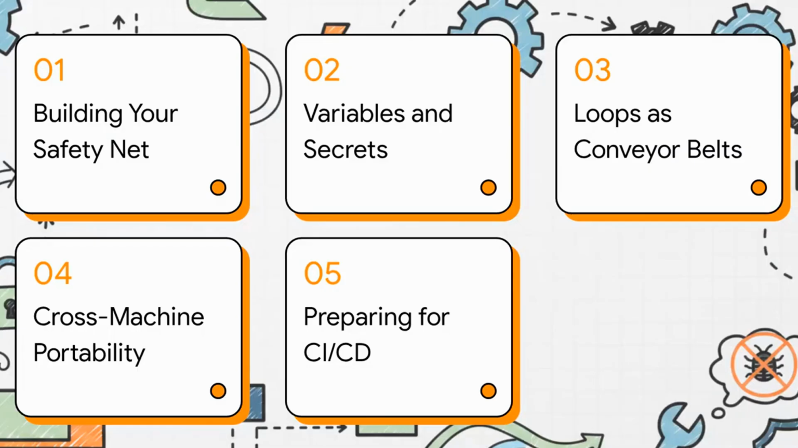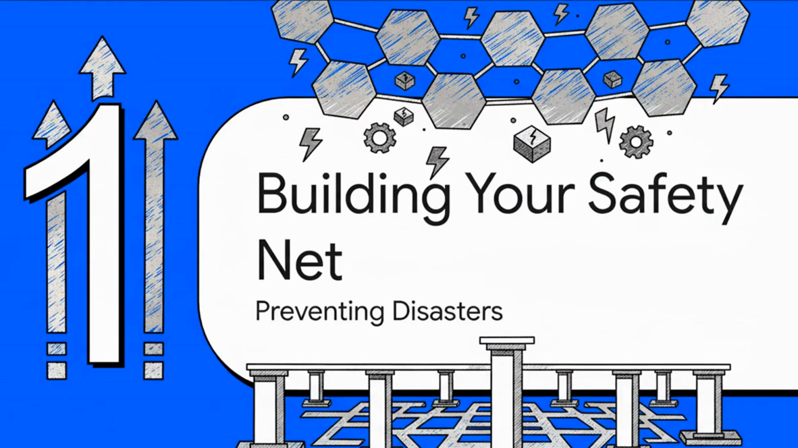So here is our roadmap to building that production-grade script piece by piece. First, building your safety net, then variables and secrets. Third, loops as conveyor belts. Fourth, cross-machine portability. And finally, preparing for CI/CD pipelines. Okay, let's kick things off with part 1, building your safety net.